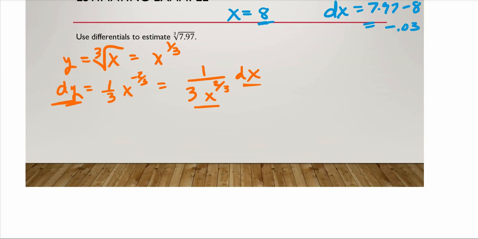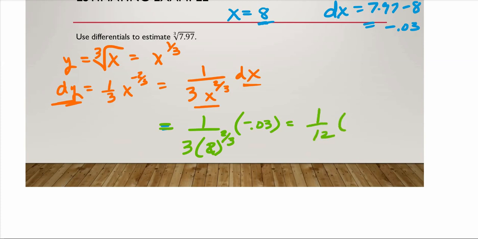So I'm going to now substitute. Let me change the color here to green. For the x, I'm going to plug in a 2. So I'm going to have 2 to the 2/3. And my dx is going to be negative 0.03. So that's going to give me, well, oops, this is not supposed to be 2, it's supposed to be an 8. The cube root of 8 is 2. 2 squared is 4. 4 times 3 is 12. So I'm going to have 1 over 12 times negative 0.03.